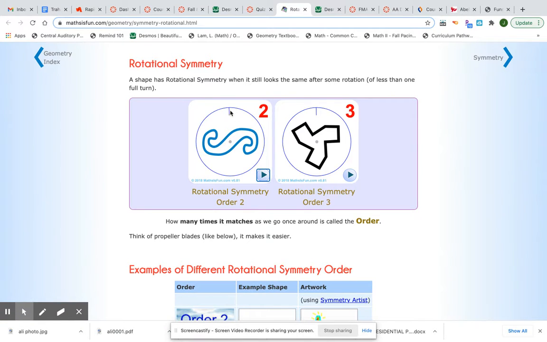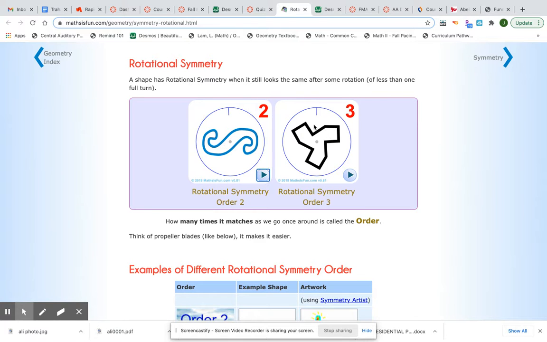So the first turn was a 180 degree turn. So there's 90, there's 180, and then 360. So 360 divided by 2 is 180. 180 tells us the smallest angle of rotation, which is called the magnitude or just angle of rotation.